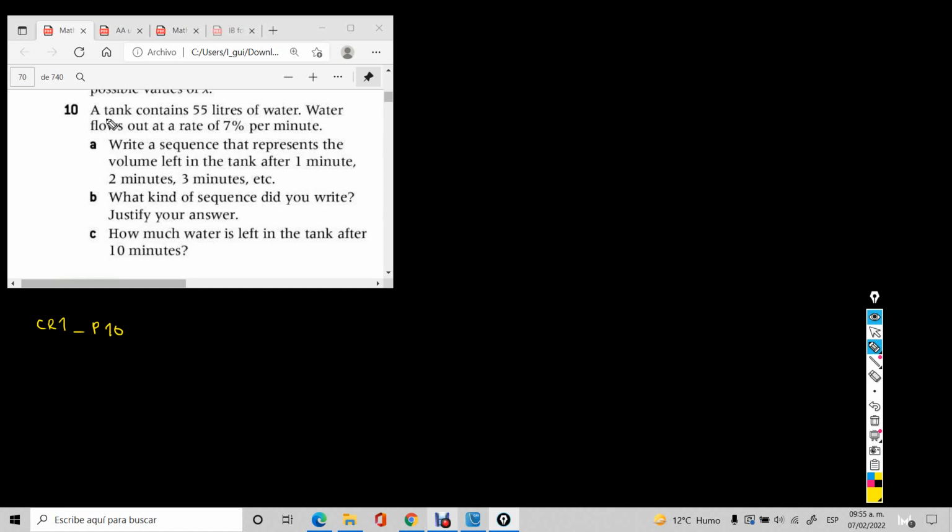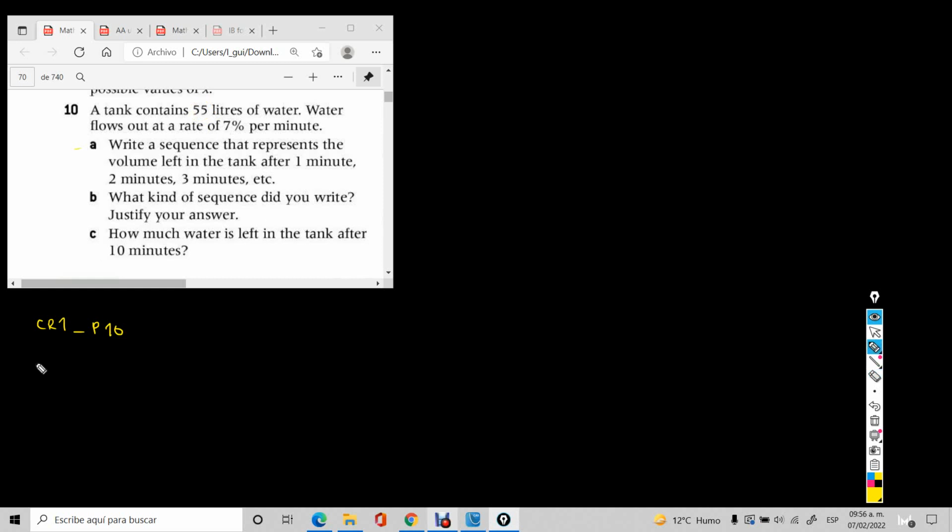So a tank contains 55 liters of water. Okay, that's the initial amount. Water flows out at a rate of 7% per minute of the previous quantity, guys. You should understand that. This 7% is always taken from the actual amount of water in the tank. This 7% will not be applied to 55 all the time. You're going to understand what I mean in a moment.